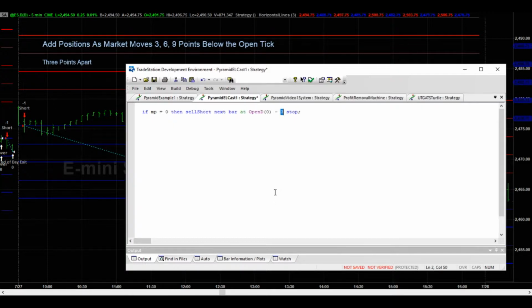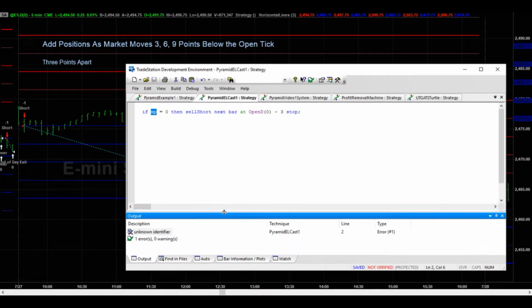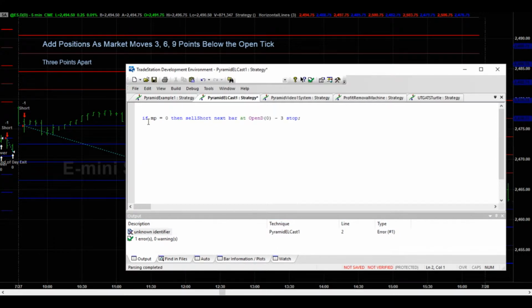But the first thing that we need to look at, because this will not compile, so if you try to build this, it's going to come back and tell you there's a problem with MP. Let me see what the output looks like. I shrunk it down, which I shouldn't have done, but it says unknown identifier. Now, TradeStation provides a function called market position.